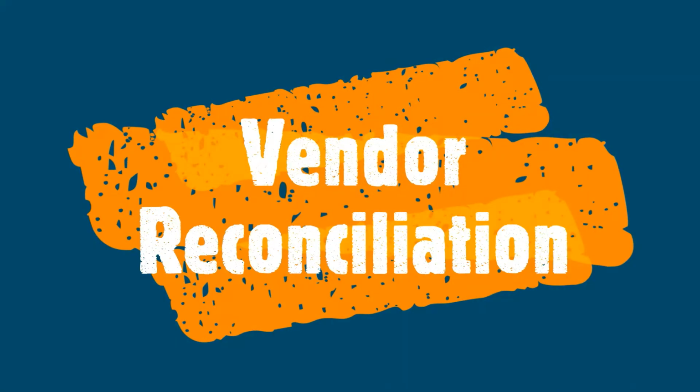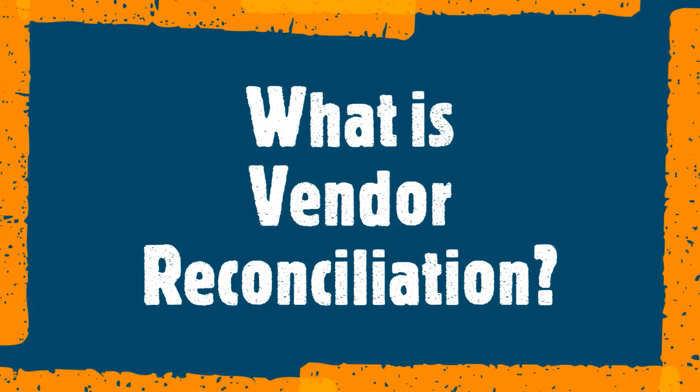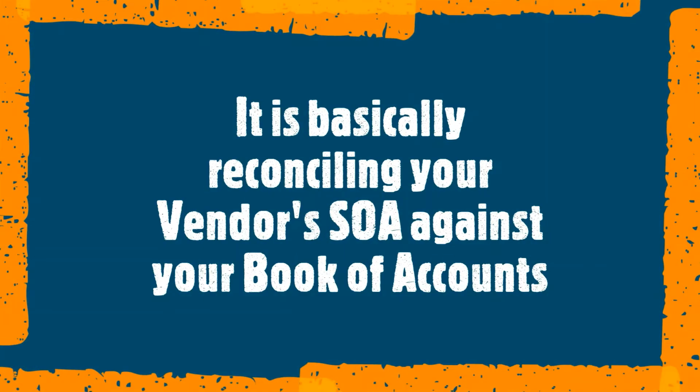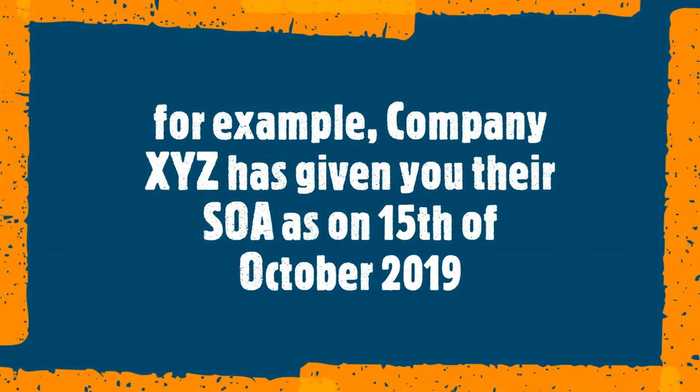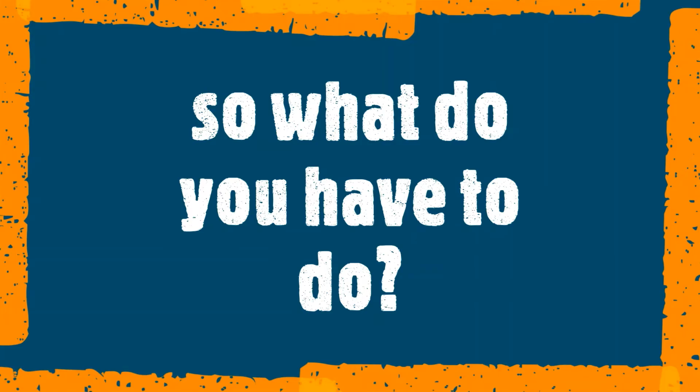First topic, vendor reconciliation. What is vendor reconciliation? It is basically reconciling your vendor's statement of account against your book of accounts. For example, company XYZ has given you their statement as on 15th of October. So what do you have to do?